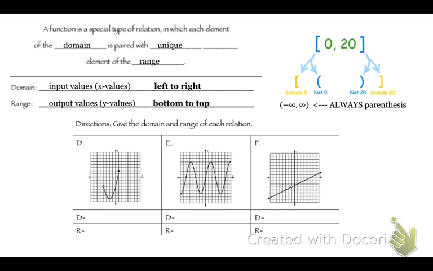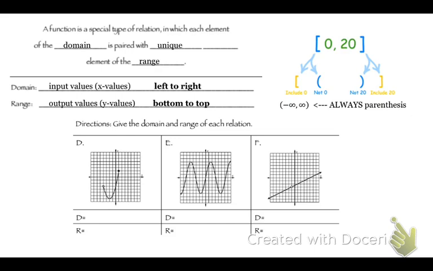On infinities, it is always negative and positive infinity. Every single time. Well, no, that was a lie. I just lied to you. I didn't mean that it's negative infinity and positive infinity all the time. I meant that it's always parentheses. Every single time you have infinities, you use parentheses. Sorry about that.